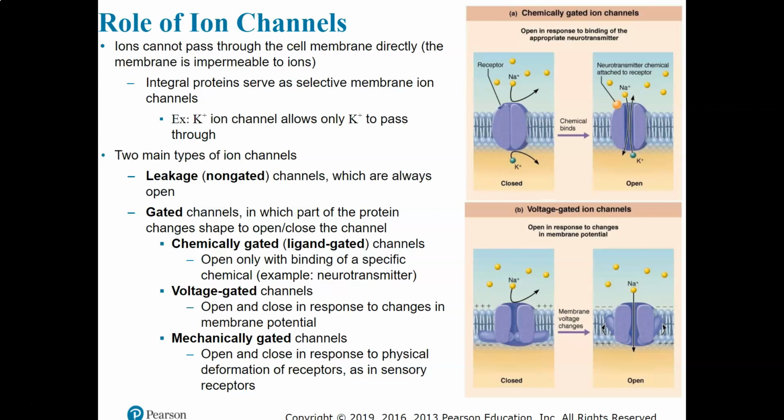Voltage-gated channels open or close in response to changes in membrane potential. These are responsible for forming and propagating action potentials. And then mechanically gated channels are important in certain types of sensors. They open or close based on stretch in the cell membrane. For example, our touch receptors have mechanically gated channels, which allows the cell to fire when it gets pressed on.